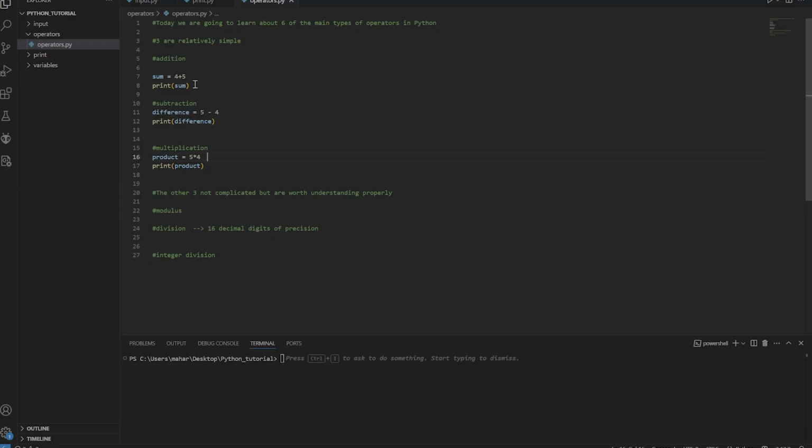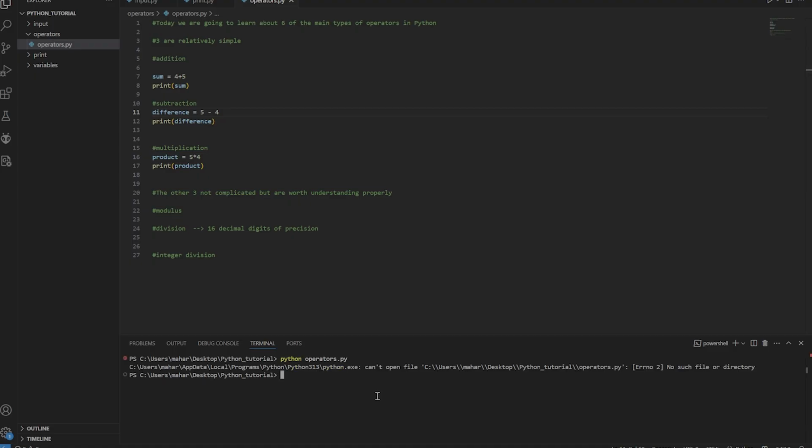So let's print out these answers. This should be 9, 1, and 20. So let's run the program and let's change directory to operators. Let's run it again. There we go, 9, 1, and 20.